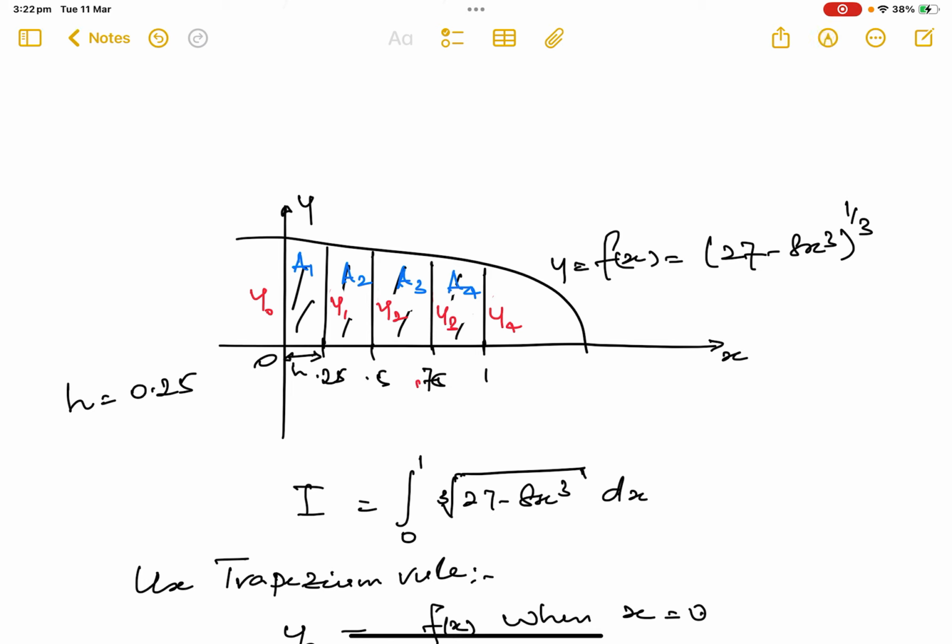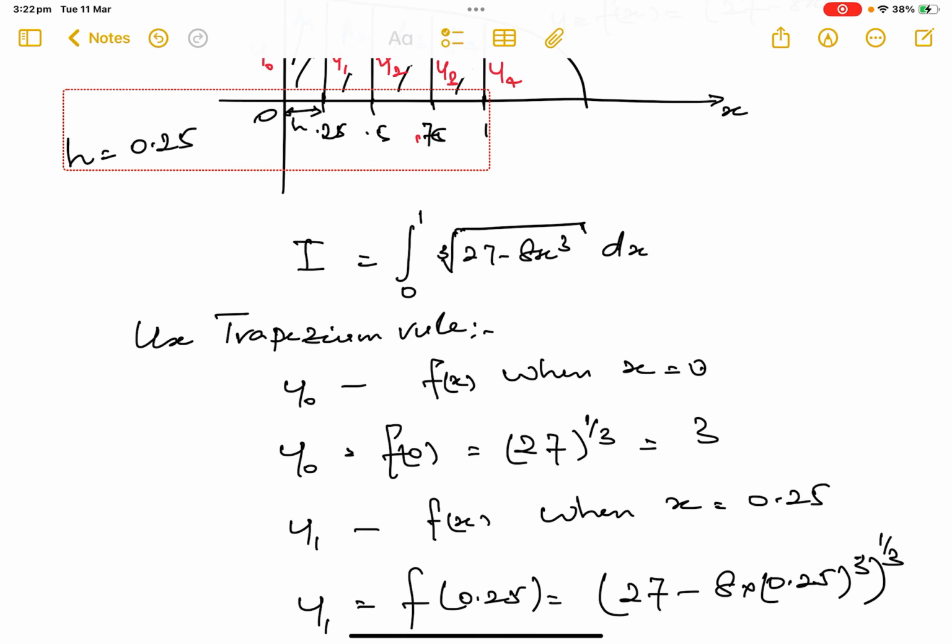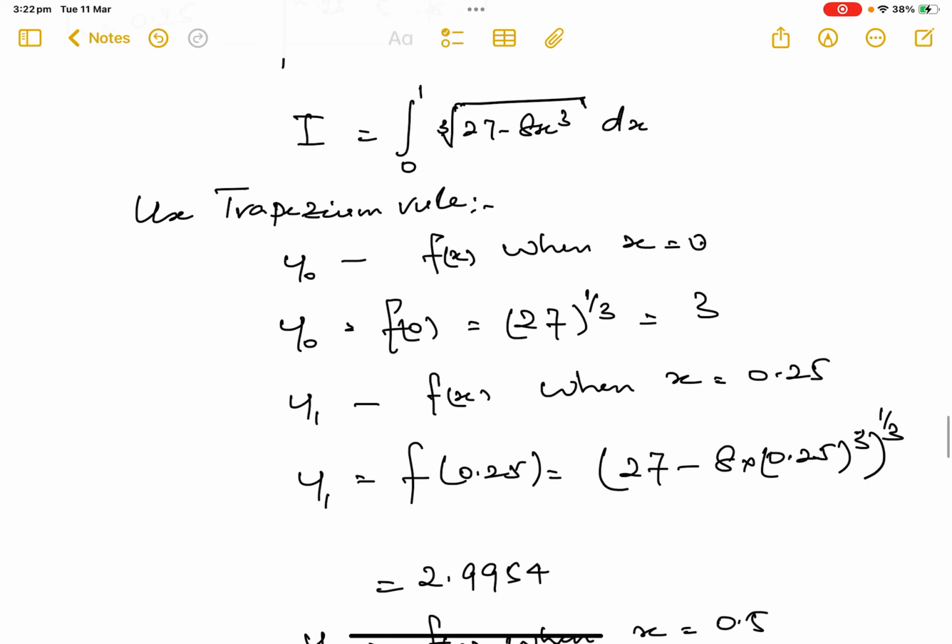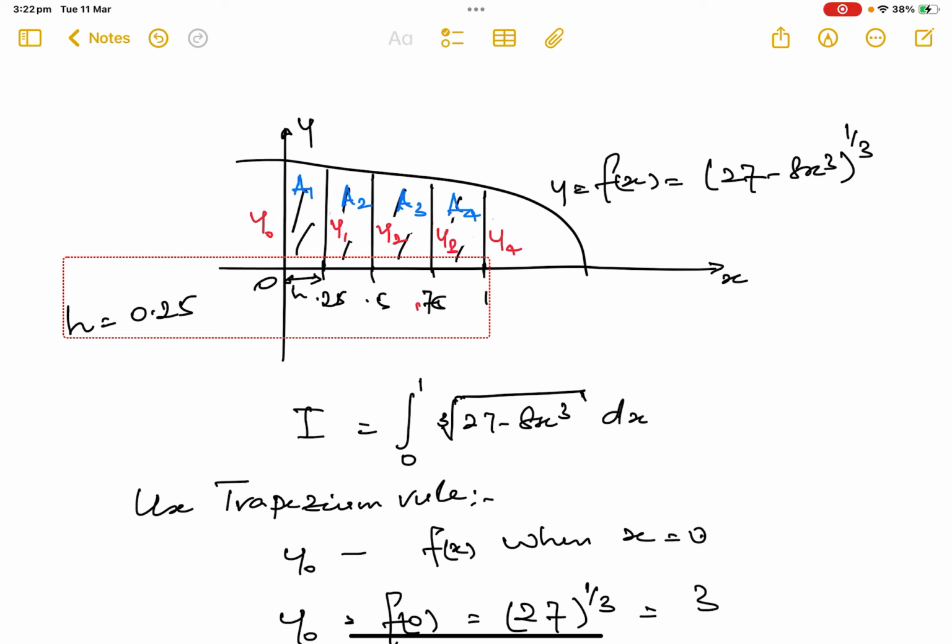So the width of every strip is 0.25. So I equals the integral from 0 to 1, that's what we have to find, of cube root of 27 minus 8x cubed dx. For the trapezium rule, I just marked it in that diagram or sketch. The heights are y0, y1, y2, y3, y4, and each strip's area is different, a1, a2, a3, a4. Then the distance between the vertical lines, or the width of the strips, is 0.25.